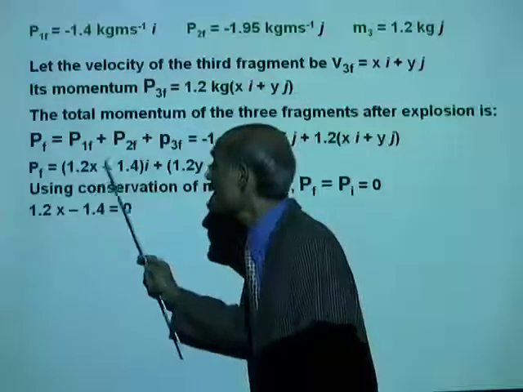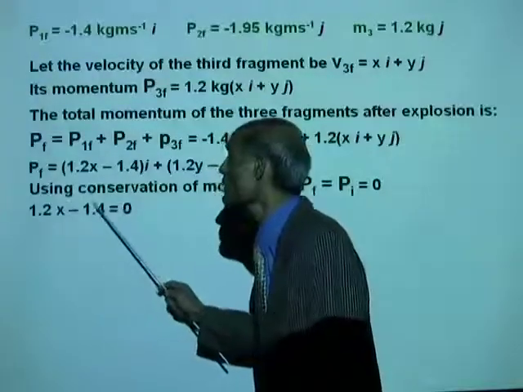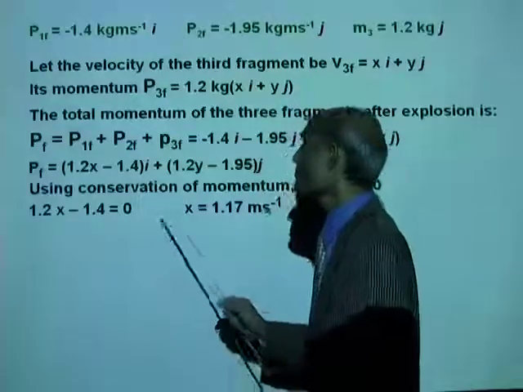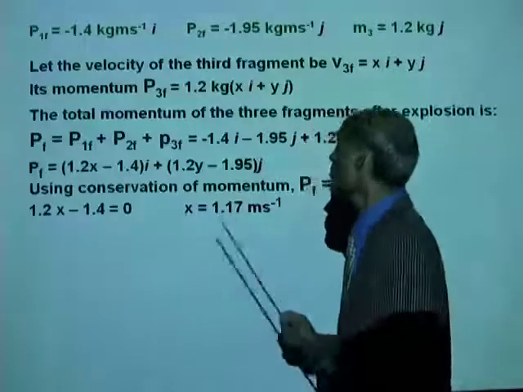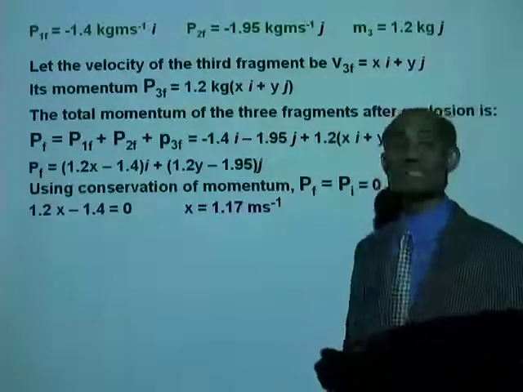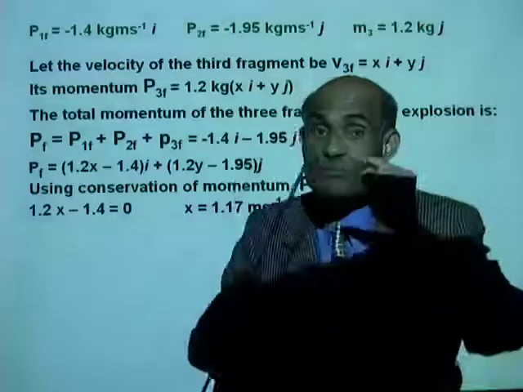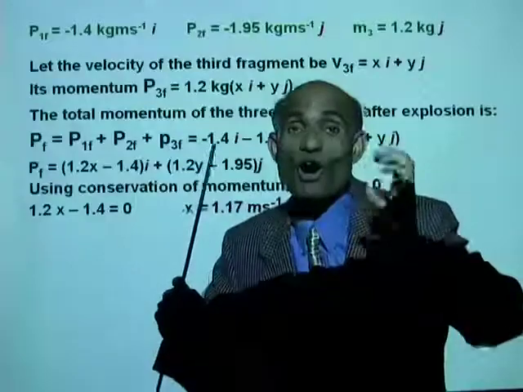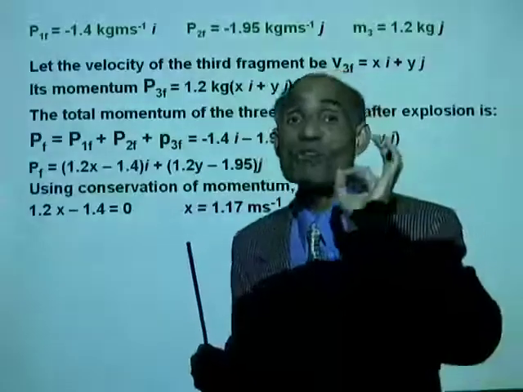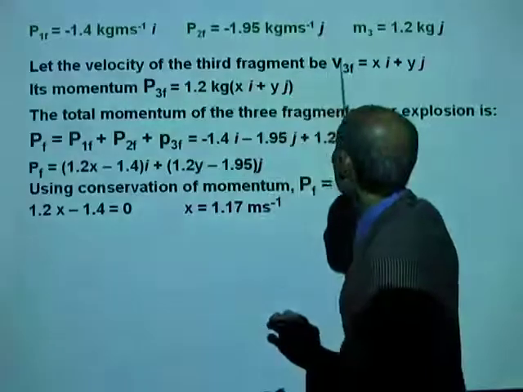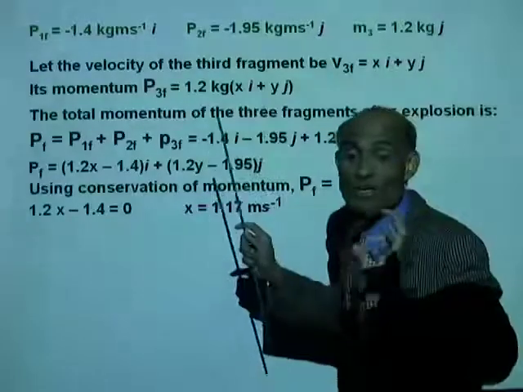So we first take the x component and set it equal to 0. 1.2x minus 1.4 equals 0. Solving that for x gives me x equal to 1.17 meter per second. What does x represent? x represents the x component of the velocity of the third fragment. We are looking for V3F, this V3F. And this 1.17 is the x component of that velocity.